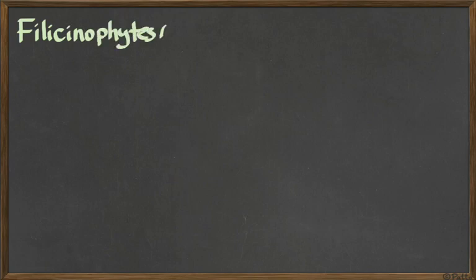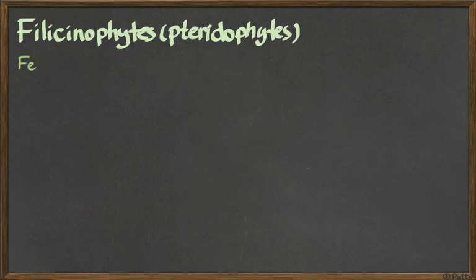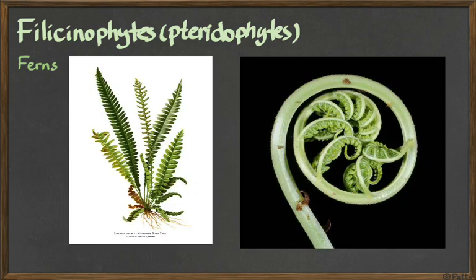Today we are going to be talking about the Filicinophytes, the second group of land plants, also known as Pteridophytes, and the most common one are the ferns. The name Pteridophytes, by the way, comes from the idea that the leaves of the ferns look like wings. So Ptero, like Pterodactylus, is the idea of wings.